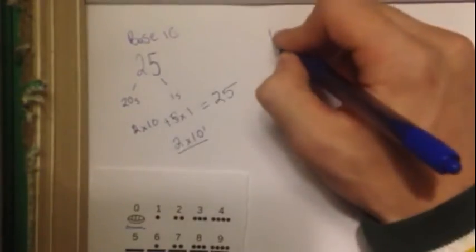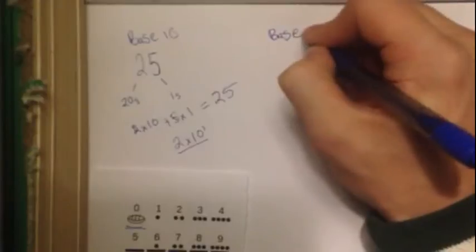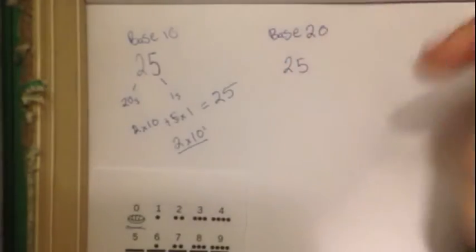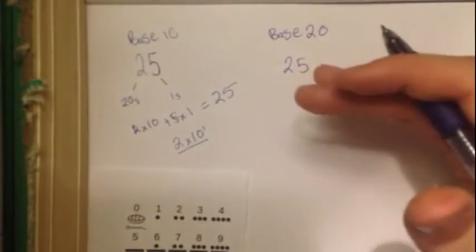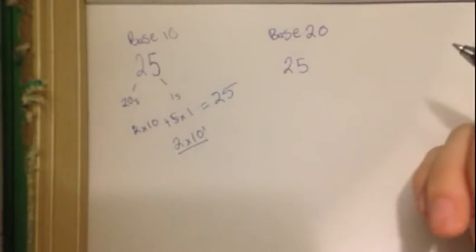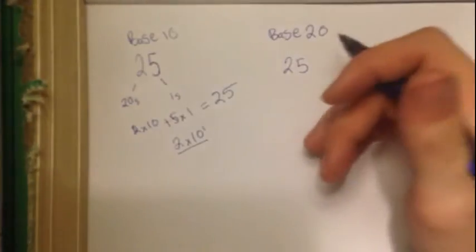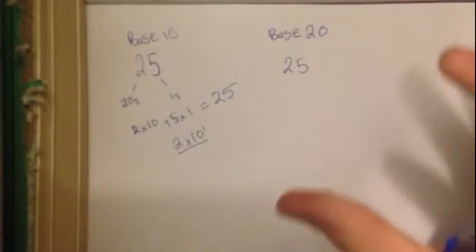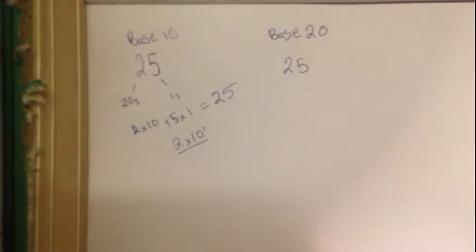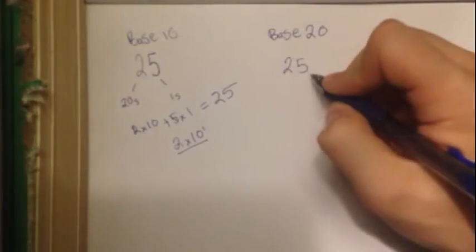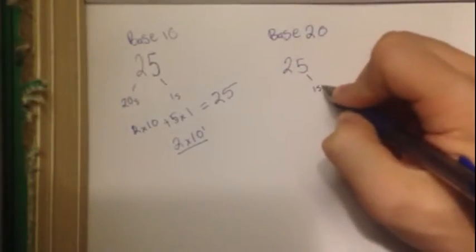In base 10. In base 20, same number. And we're going to do this with the Hindu Arabic numerals, but we're talking about the Mayan system. We're going to use Hindu Arabic symbols to explain it, but we're talking about how the Mayans used their base 20. So this 5 is still going to be in the 1's place.